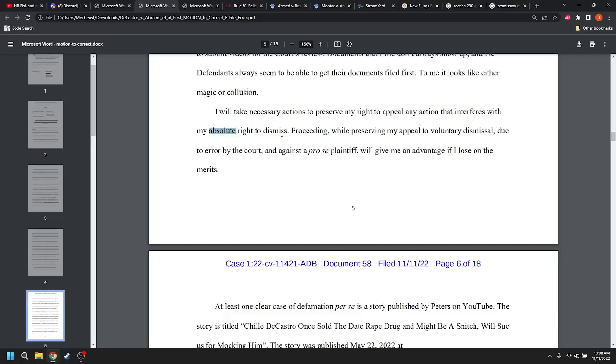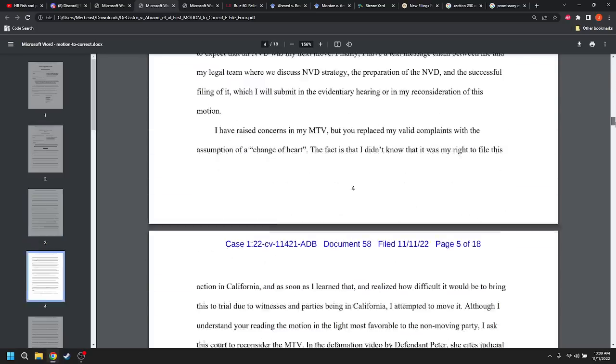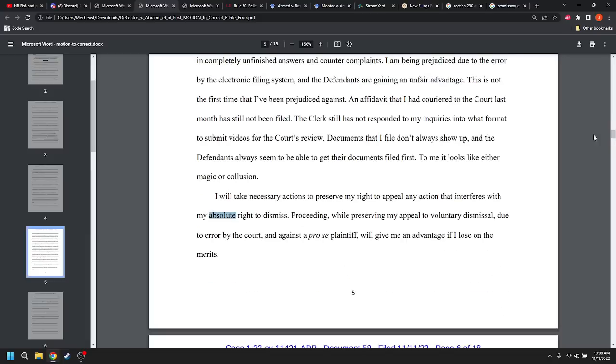And I have a sneaking suspicion that the court is going to deny at least the first two things that he has requested. The preliminary injunction is still out there. I don't know what he's requested on that yet, but the motion to correct record, or alternatively the motion to reconsider the motion to transfer venue, will both be correctly decided if they're denied. And the underlying denial of the motion to transfer venue was absolutely correctly decided.